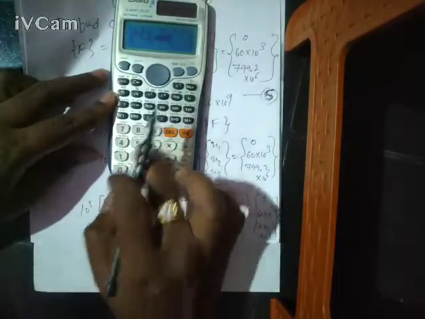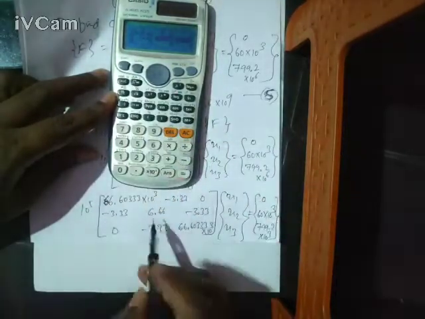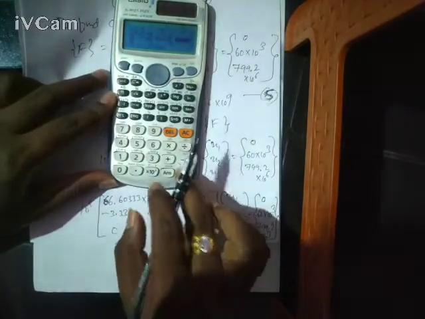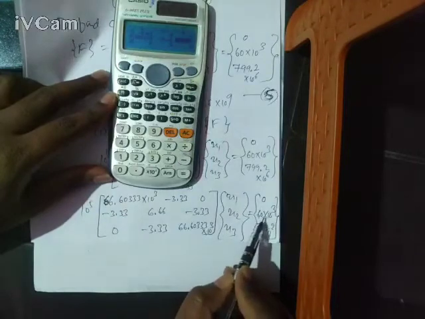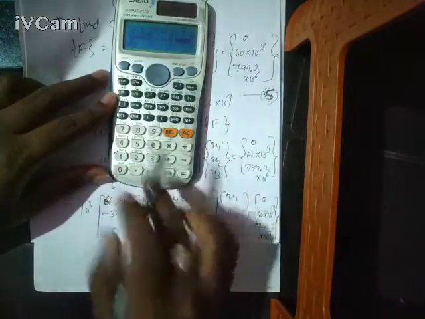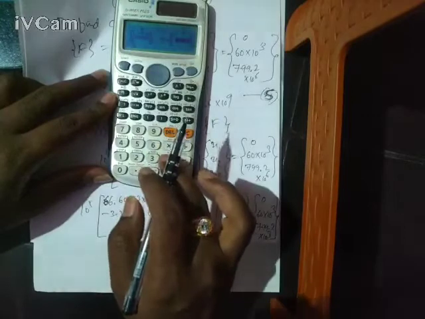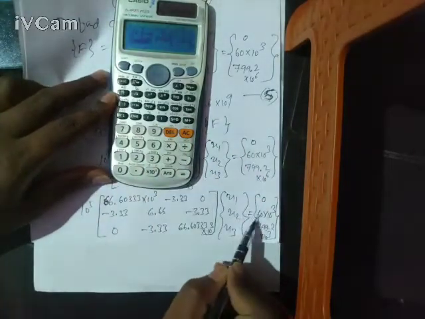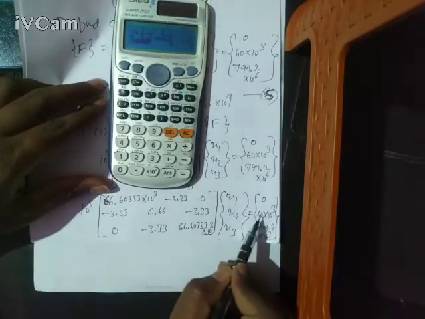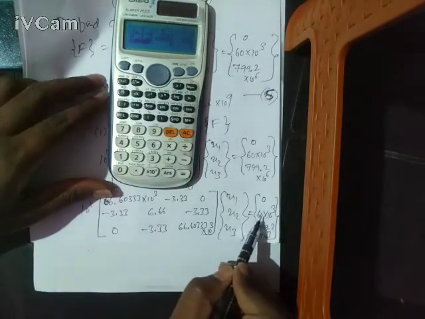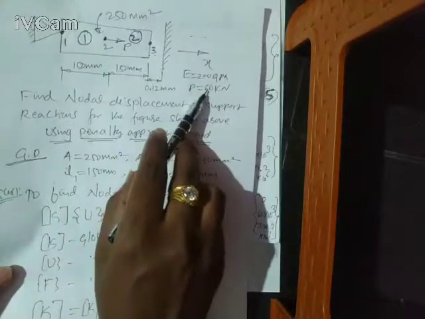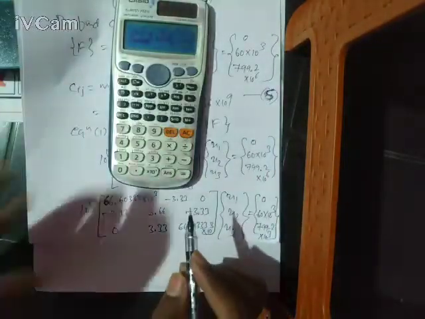Okay. So next is 6.66 into 10 to the power 5. Okay. So minus 3.33 into 10 to the power 5. Okay. So next D2 is 60 into 10 to the power 3, because the load value given at node 2 is 60 kilonewton. Okay, it is given in the sketch, P value is 60 kilonewton. Fine.